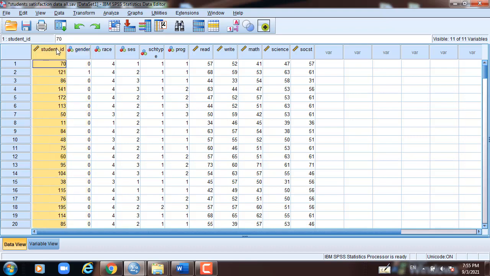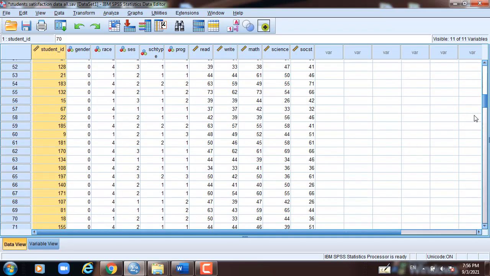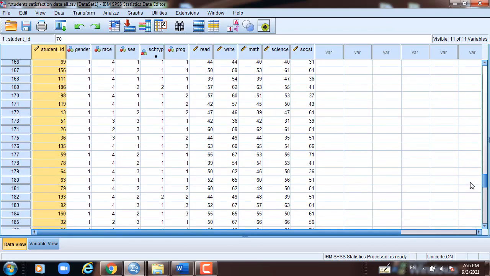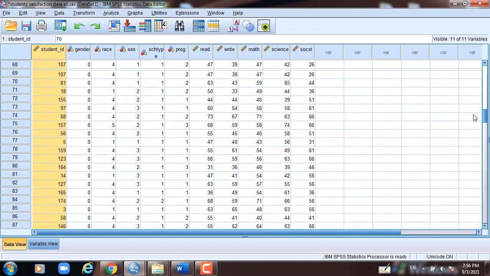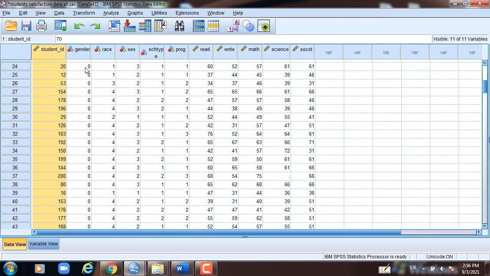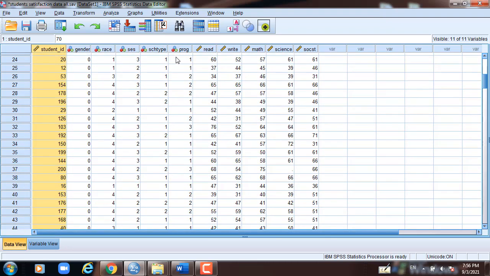As you can see, it's 200 students or applicants, and the variables we have are gender, race, SES, school type, program, and read, write, math, science, social studies. This is the data we have, and then we have to run the procedure. As we can see here, first we have to test for normality.